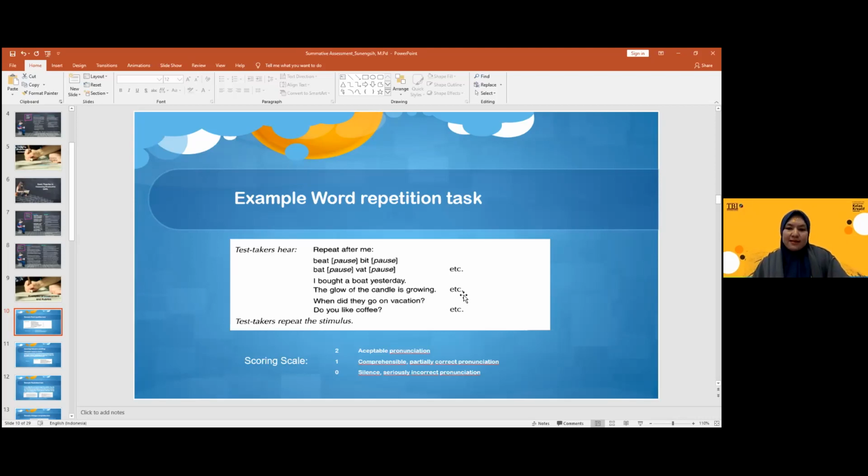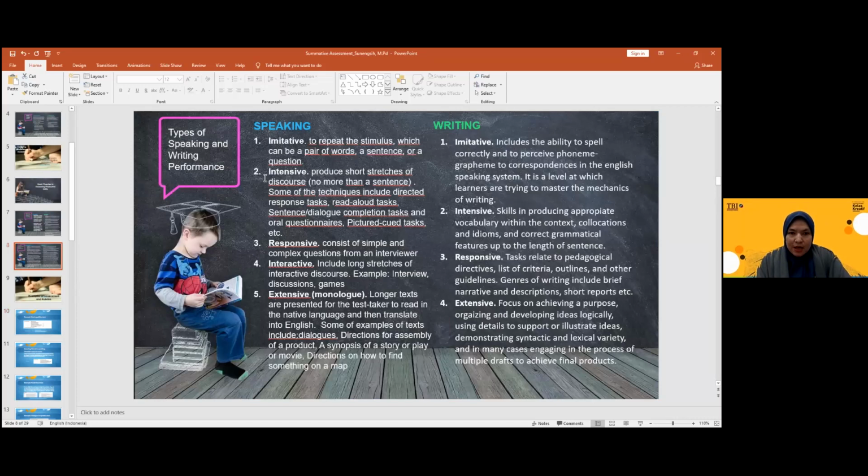You can make it simple: for the highest grade, you put the word acceptable. For the middle one, you use the word comprehensible. And if they totally err or mispronounce, you can use seriously incorrect. In example word repetition tasks, you can use the pronunciation criteria to see the pronunciation skills as the expected output.